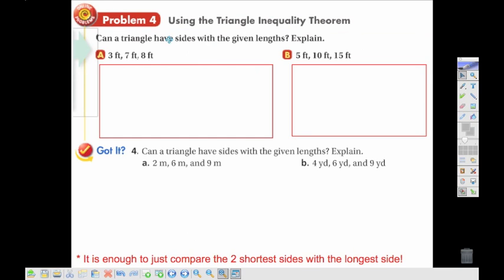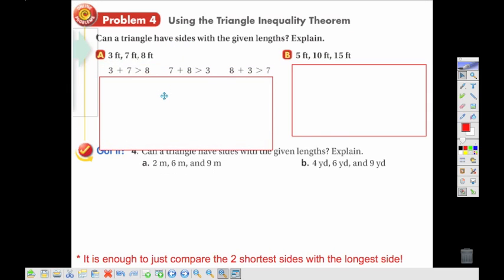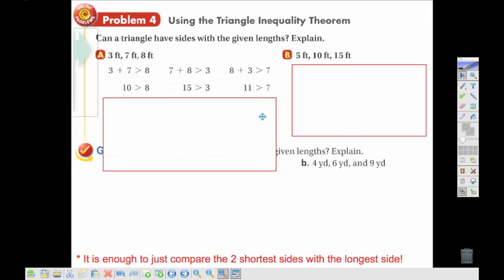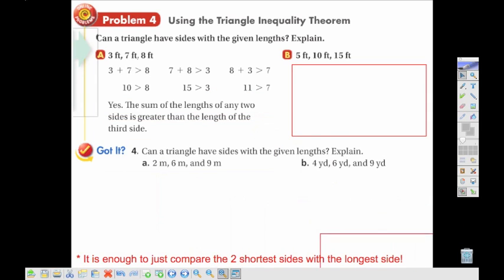Okay, so here's a problem where they're using that. Can a triangle have the lengths given? So they're going to start by adding each one of those. So maybe starting with 3 plus 7 is bigger than 8. Then they also checked that 7 plus 8 is bigger than 3. And 8 plus 3, is it bigger than 7? And all of those are working: 10 greater than 8, 15 greater than 3, 11 greater than 7. And since it satisfies all of those, then yes, it could have a triangle that fits that.